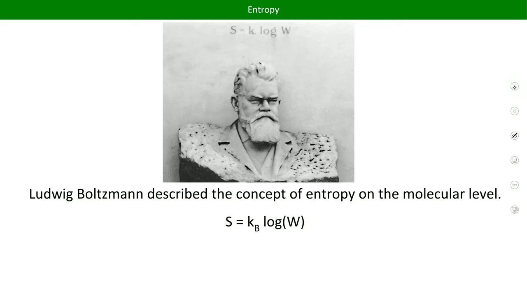He was the one who developed the Boltzmann constant, and he defined entropy as a constant times the natural log of W. This is in Europe, and in Europe they use log without specifying the base, meaning natural log. W is all the possible configurations. So it's a log-based scale, and k_B is tiny, tiny, tiny as well.